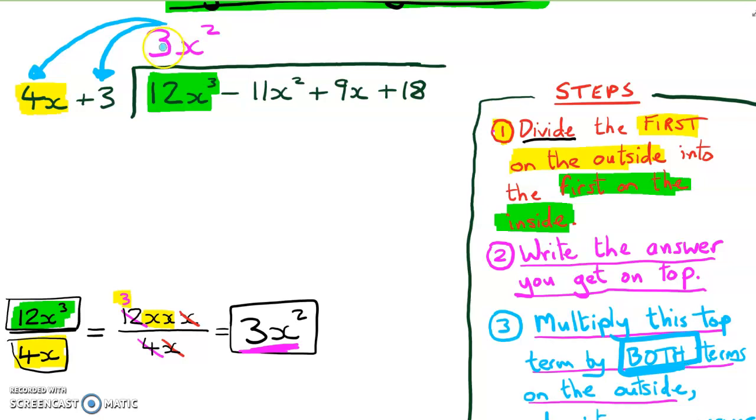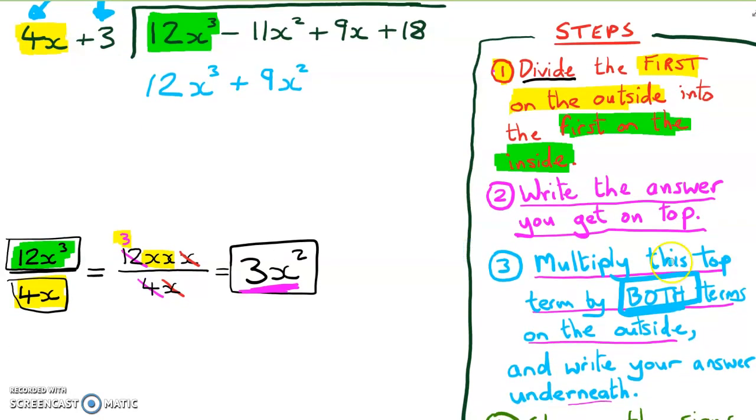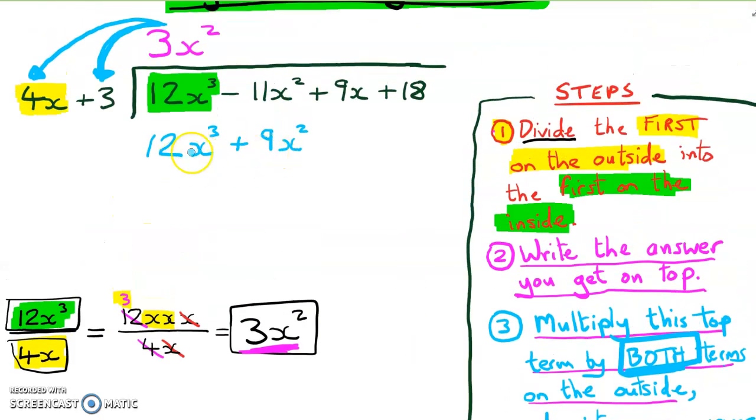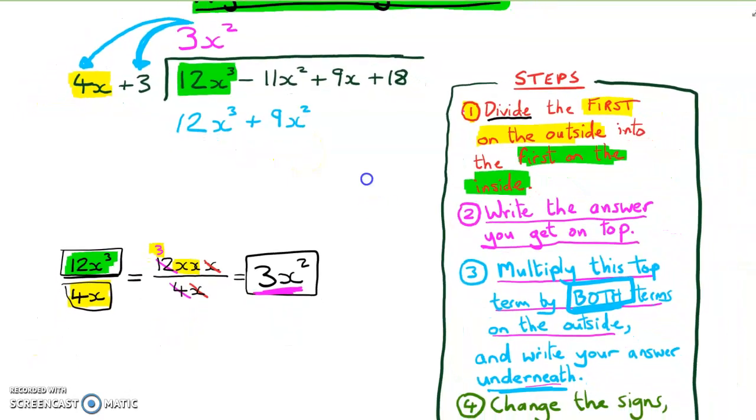So 3x squared by 4x. What does that give me? Well, 3 by 4 is 12, and x squared by x is x cubed. Now the next one, 3x squared by 3. Well, 3 by 3 is 9, and x squared by nothing else is just going to stay as x squared. So I've done step 3 now. I've multiplied the top term by both terms on the outside, and I've written my answer underneath, down here. I'm going to zoom out a little bit so you can see the steps.